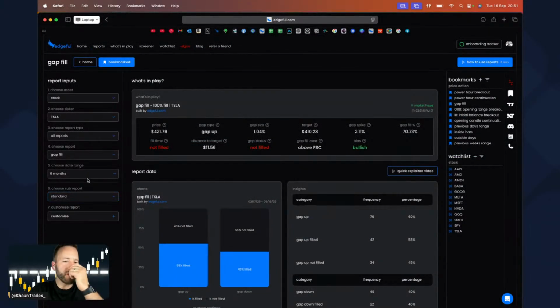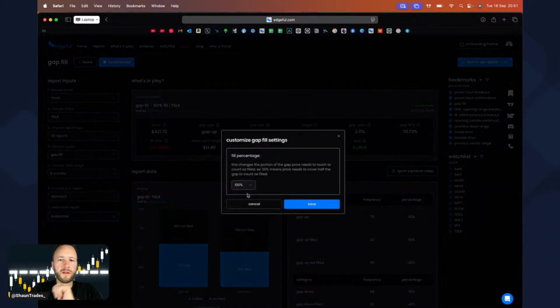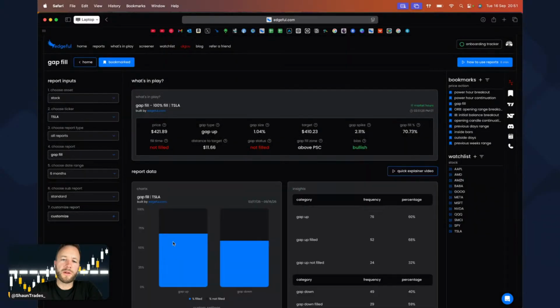So you can change this to, where is it? Is it this one? That's this one. So you can set fill percentage to 50%, and then what you'll see is the percentages go up even more.